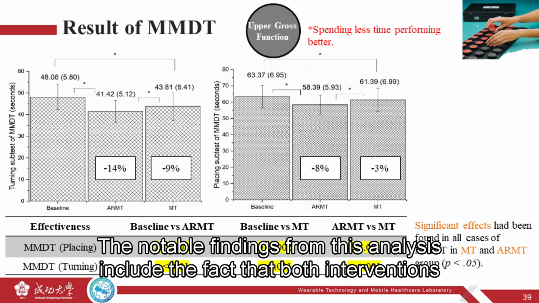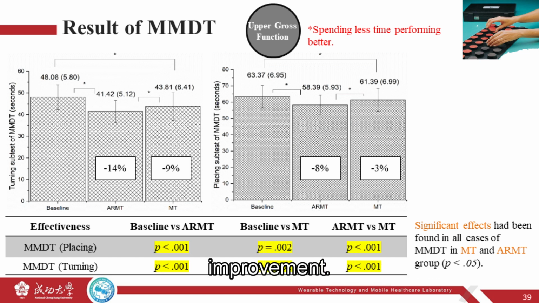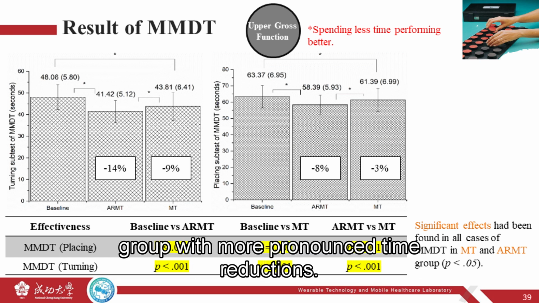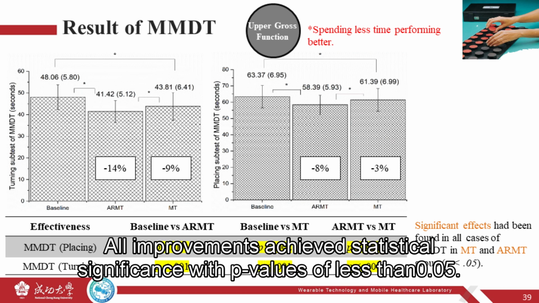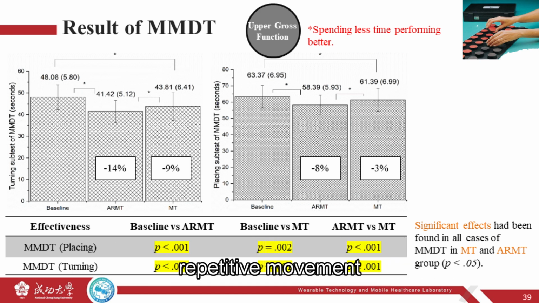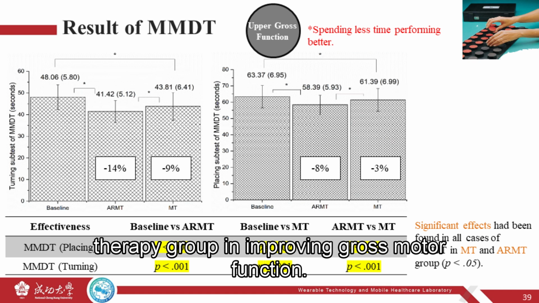The notable findings from this analysis include the fact that both interventions showed significant improvement. The assisted repetitive movement therapy group consistently outperformed the mirror therapy group, with more pronounced time reductions. All improvements achieved statistical significance with p-values of less than 0.05. This data clearly demonstrates the superior effectiveness of the assisted repetitive movement therapy group in improving gross motor function.